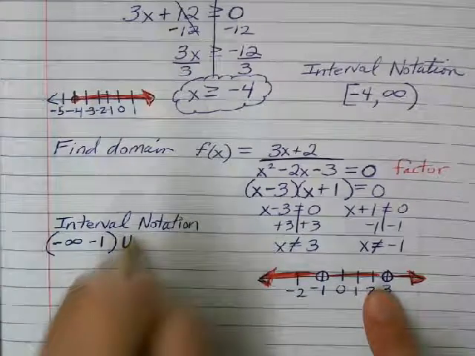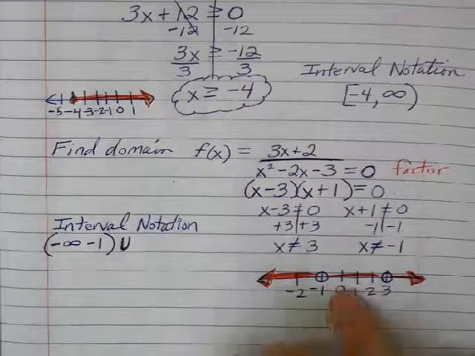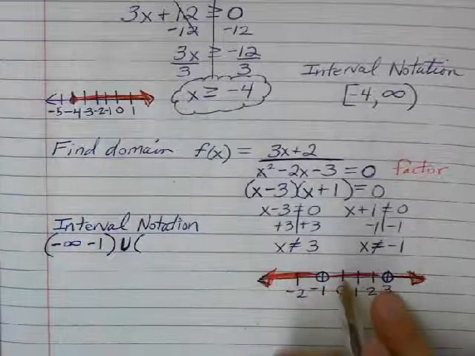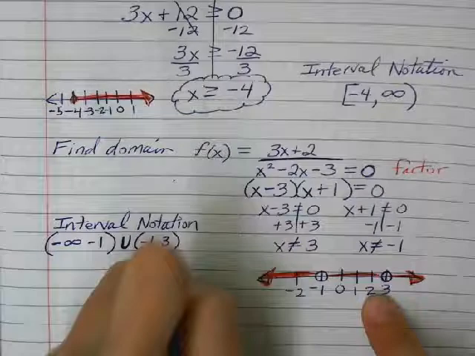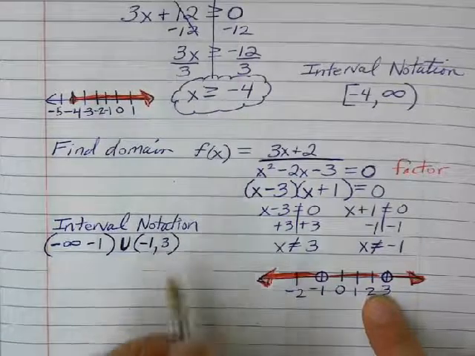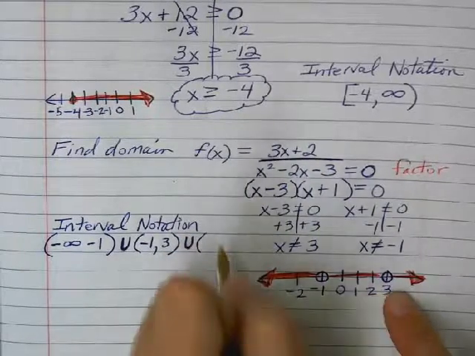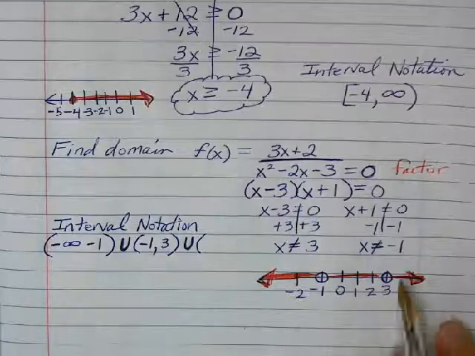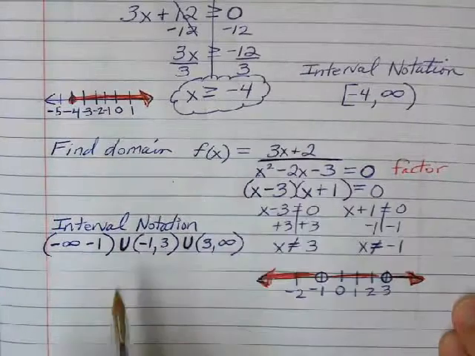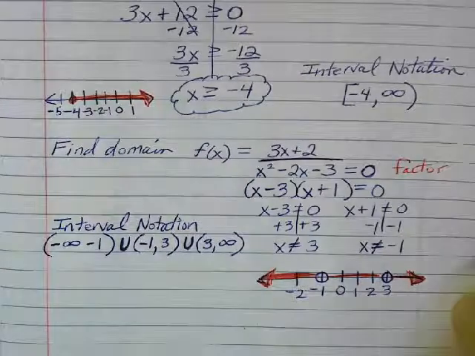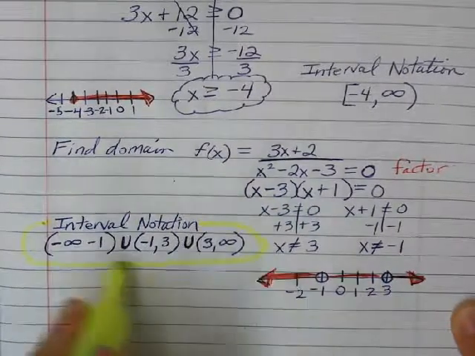Then they do union, because then they say, well, it could also be some more answers. There's more parts to this. Another answer could be a number between -1 and 3. So -1, comma 3. You could have any number between those. And then do a union again. And the other part of the answer is numbers greater than 3, right? Like all these numbers greater than 3 on the number line. So 3 to infinity. That would be the interval notation answer. That's what they would want for the answer, all that on the computer.